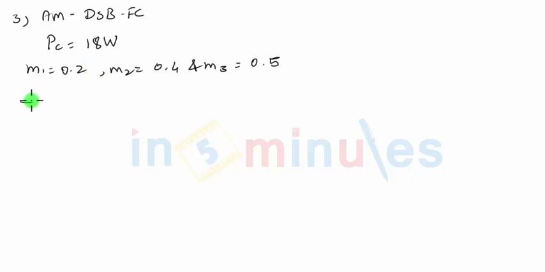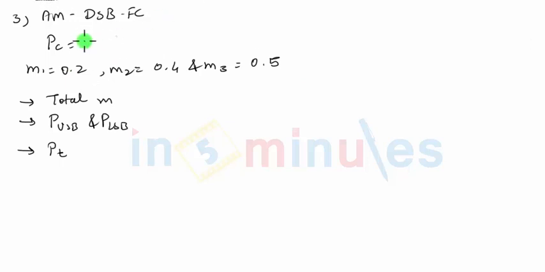The question is find total modulation index, total M, and we have to find out power in upper sideband and power in lower sideband of the overall signal which is generated, and finally we have to find out the total power. So let's discuss this question, everyone. Whenever there are multiple modulation indices given, the carrier power given as 100 watts. This is the carrier power mentioned in the question.